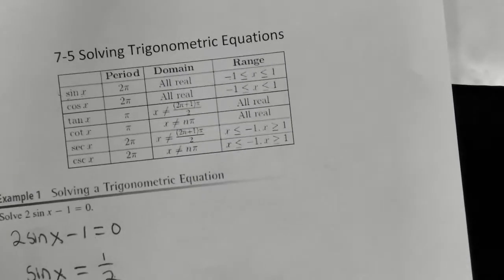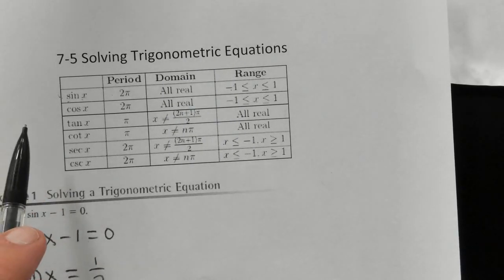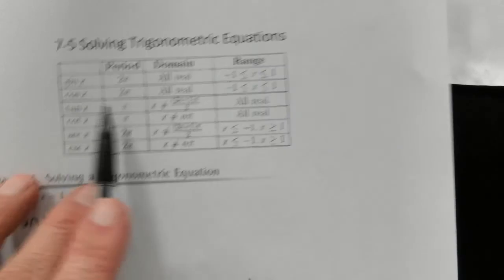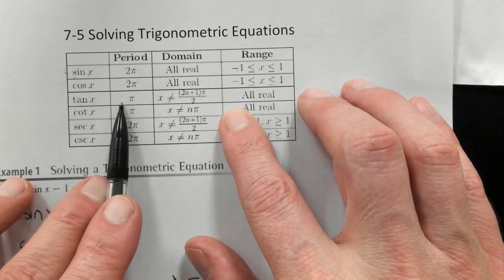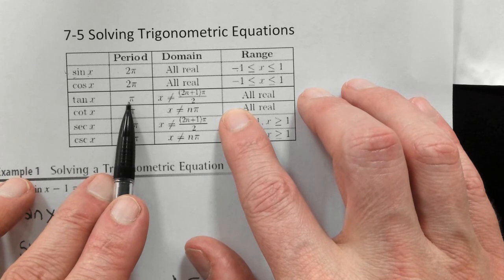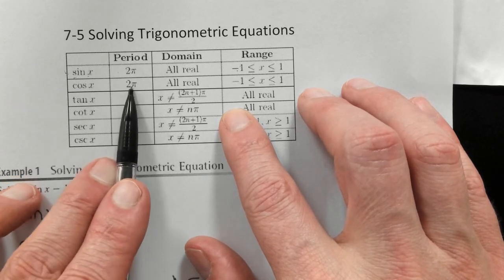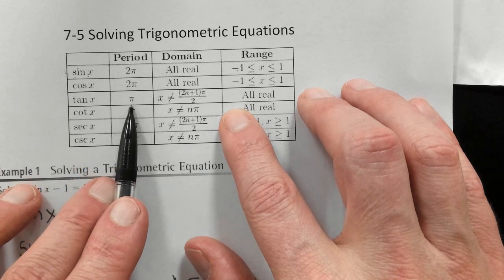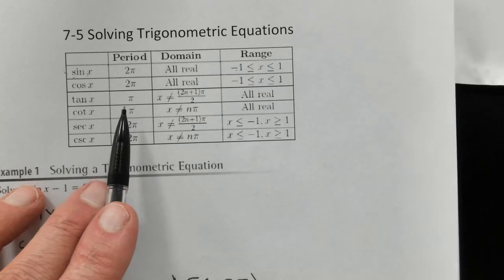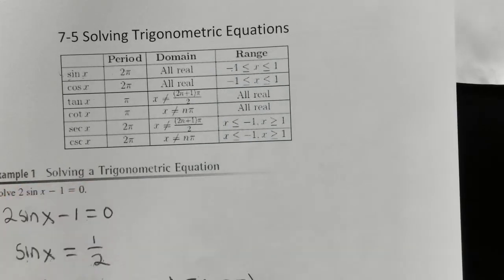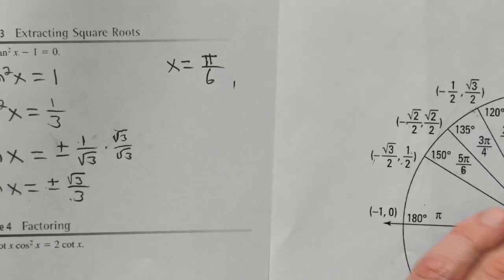Now, here's another thing that we need to point out at this point. The period on tangent is pi. Okay, so what that means is the answers are going to repeat after pi instead of after 2 pi. So all I need to check for is solutions from 0 to pi. So really it's just the top half of the unit circle that I'm looking at because they're going to repeat after that. All right, so from here we're good.